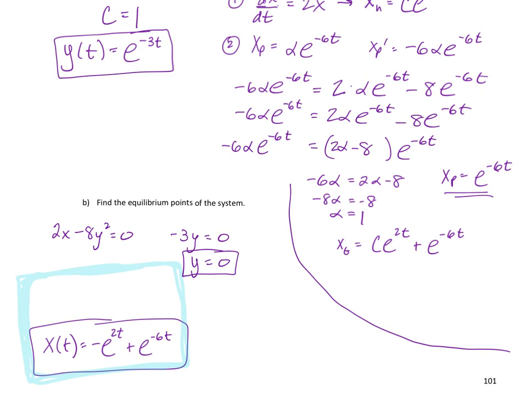So then I'm going to go over to the other equation. Now I know that y is 0. I'm going to substitute it in. And we end up with x equals 0. Okay, so the only equilibrium point is the point 0, 0.